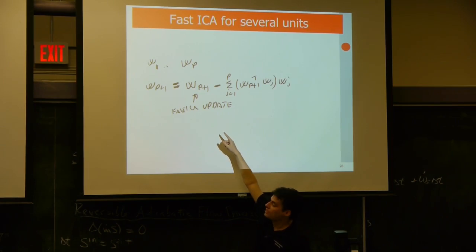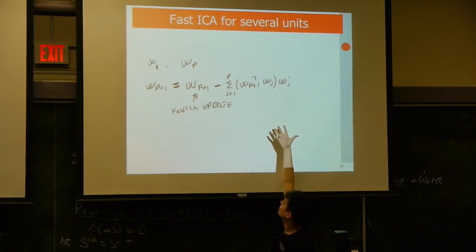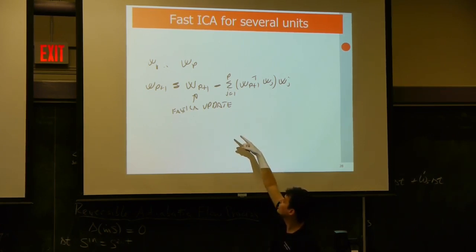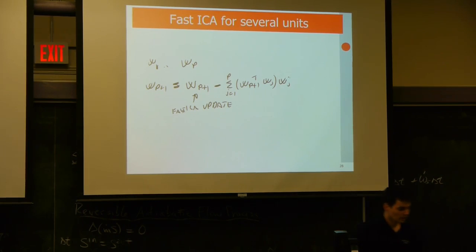So you estimate WP plus 1 with the first ICA update, and you remove the contribution from the previous components to make sure that WP plus 1 will be orthonormal to those. What if you get WP plus 1 to be linearly dependent on the other ones? Then when you remove all the influences, you get 0. Then you have to restart from another random component.